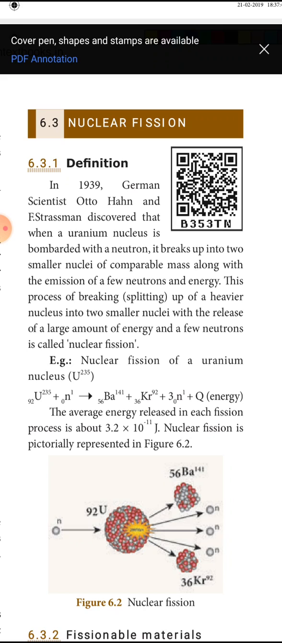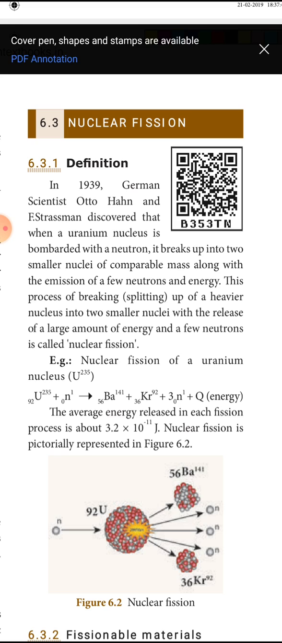In 1939, German scientists Otto Hahn and F. Strassmann discovered that when a uranium nucleus is bombarded with a neutron, it breaks up into two smaller nuclei of comparable mass along with the emission of a few neutrons and energy. From this you have to mark the definition: the process of splitting up of a heavier nucleus into two smaller nuclei with the release of a large amount of energy and a few neutrons is called nuclear fission.